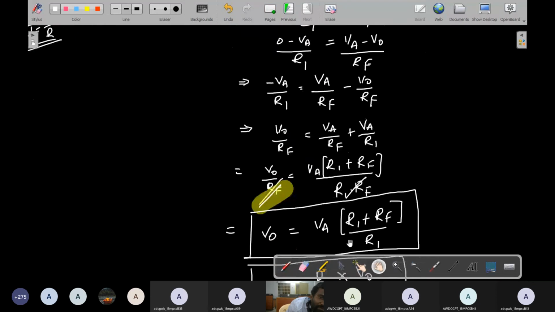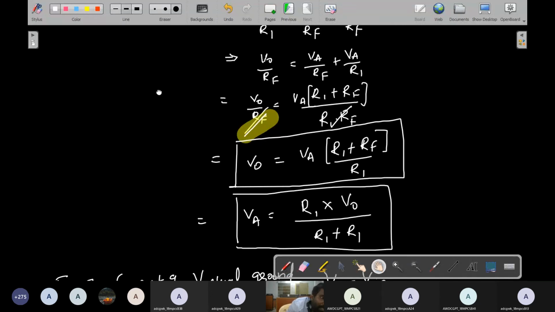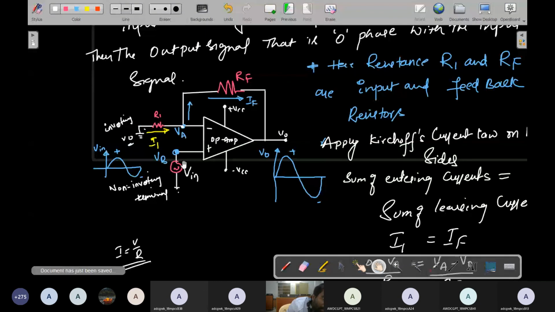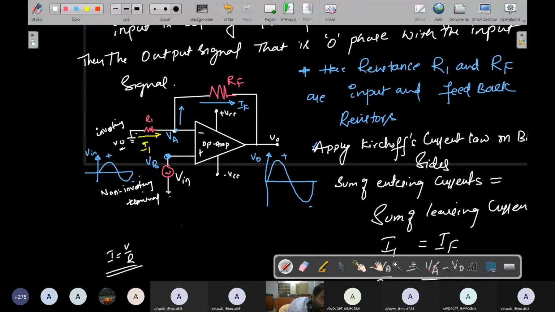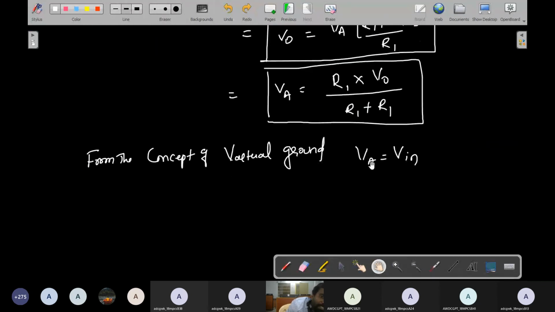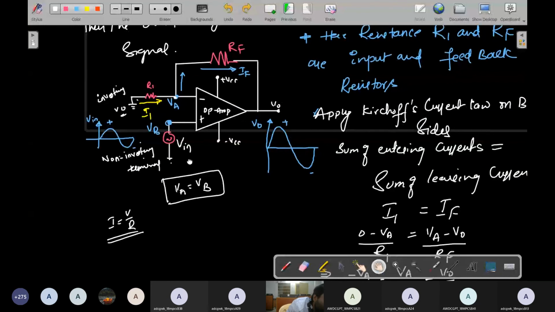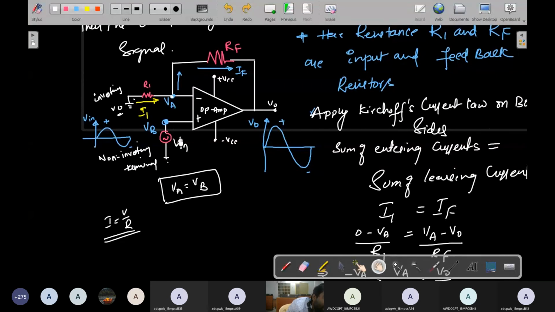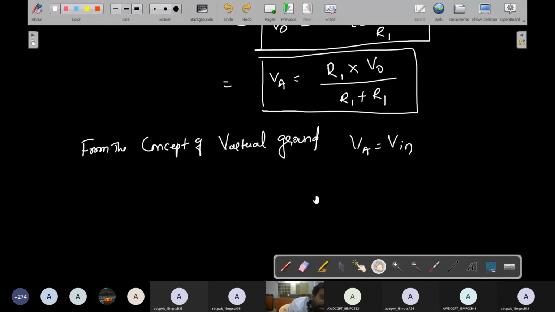So this is the inverting terminal derivation. From that, I define the potential at point A. According to the virtual ground concept, the potential at point B is always equal to the potential at point A. This is the potential at Vn, this is the potential at point B, and this is the potential at A. These two potentials are equal, so from the concept of virtual ground, VA is equal to Vn.